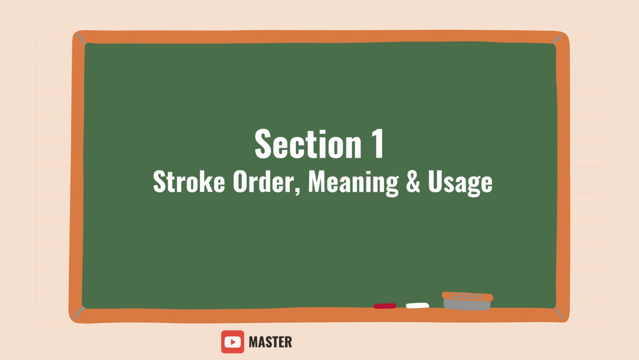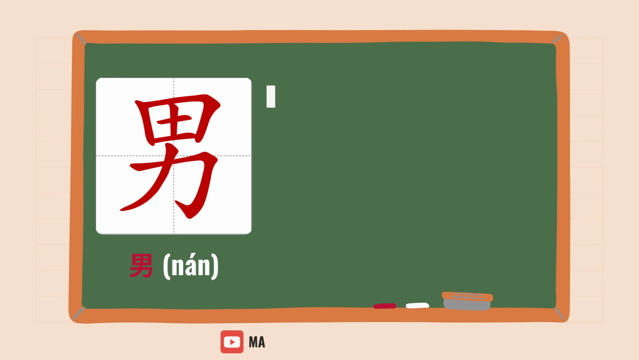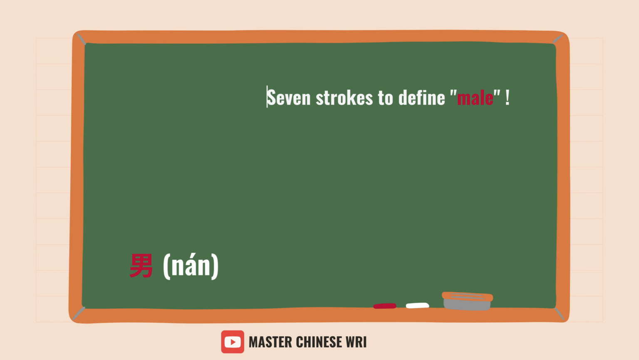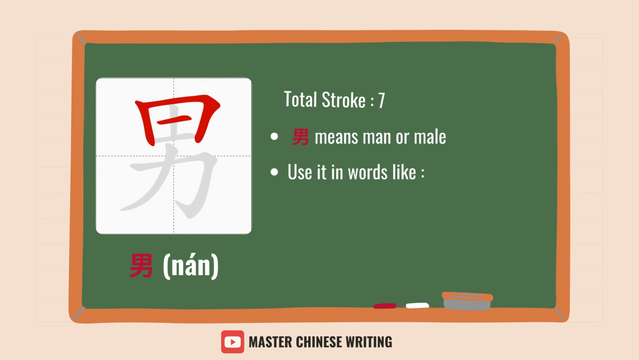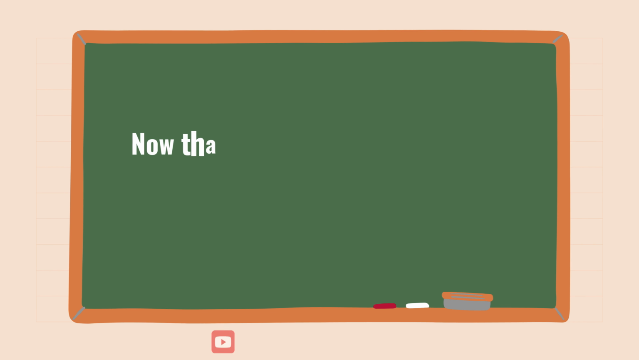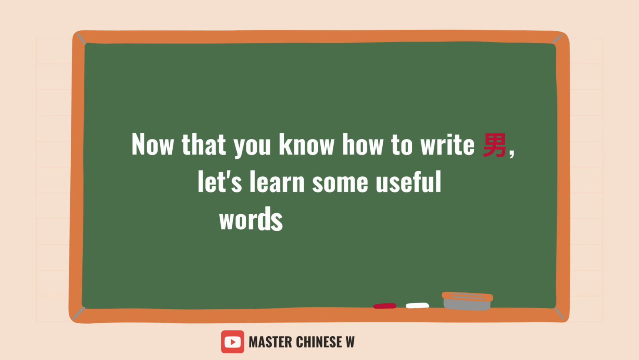Section 1. Stroke order, meaning and usage. 男: 7 strokes to define male. 竖横折横竖横横折钩撇. 男 means man or male. Use it in words like 男人, man, 男孩, boy. Now that you know how to write 男, let's learn some useful words and phrases.